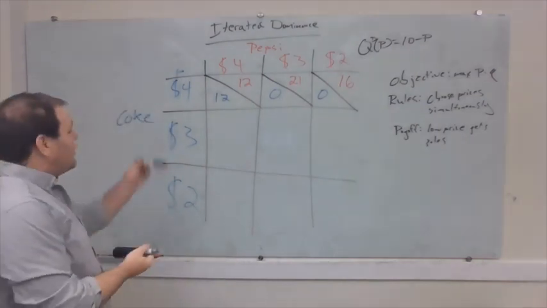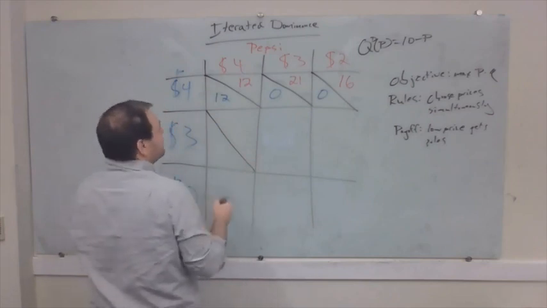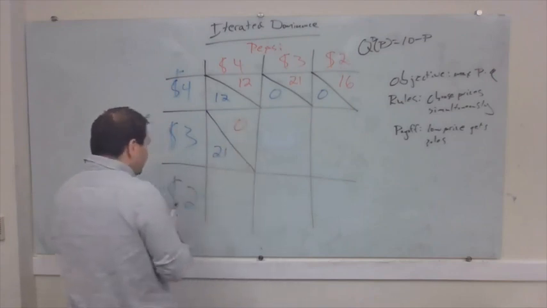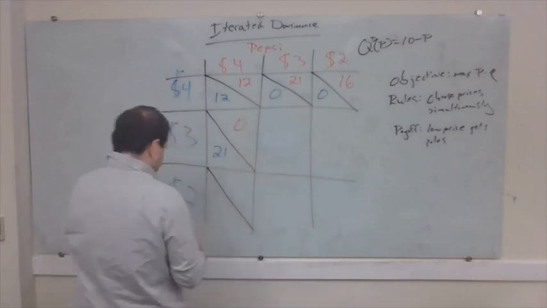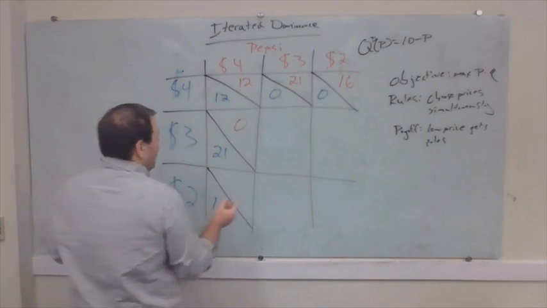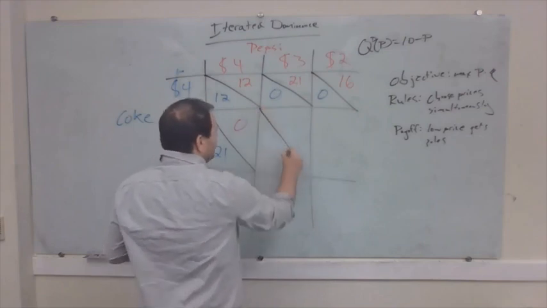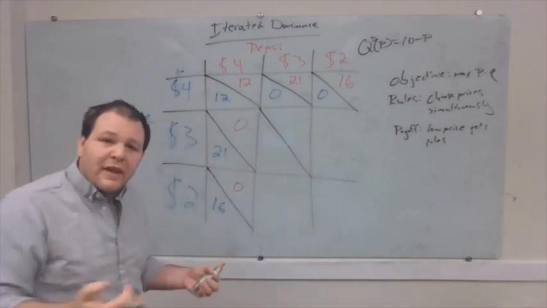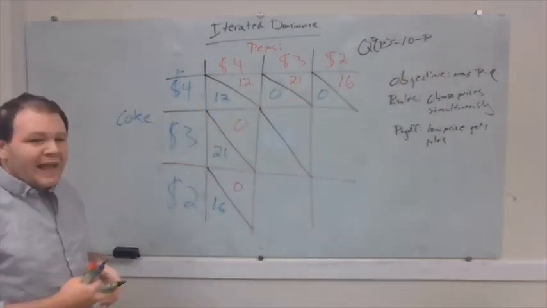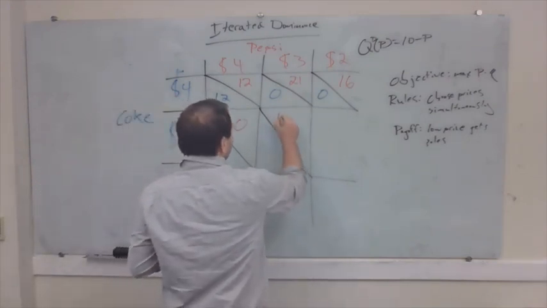Now, equivalently, if Pepsi charged $4, Coke would get $21 if Coke charged $3, and Pepsi would get nothing. And Coke would get $16 while Pepsi got nothing if Coke charged $2. Now, what if they both charge $3? In that case, they'd again split the total revenue. There would be a total of 7 cans of soda sold, 3.5 for each. 3 times 3.5 is $10.50. So they would each get $10.50 in revenue.